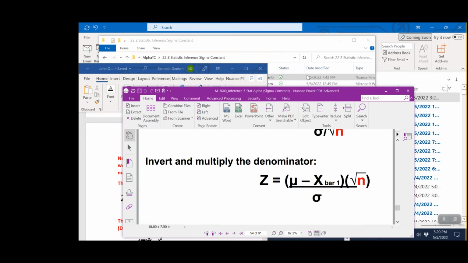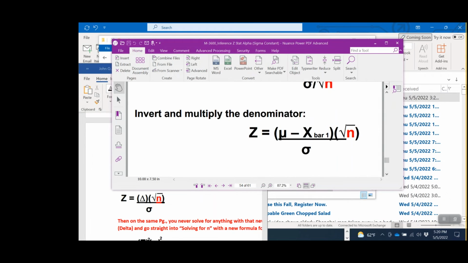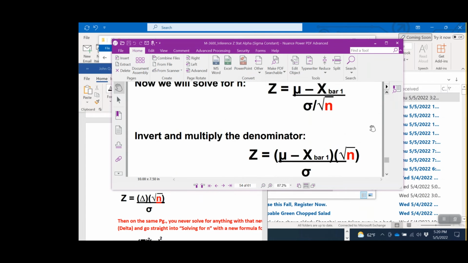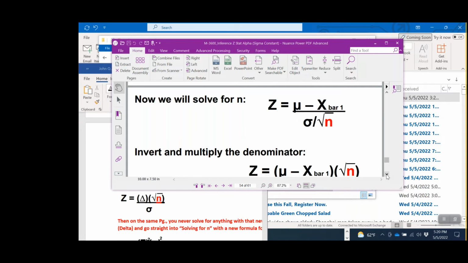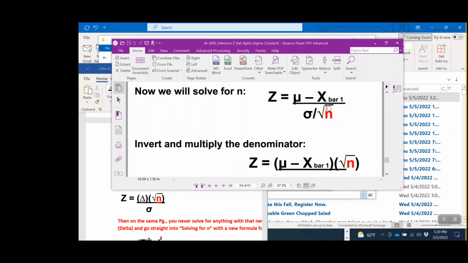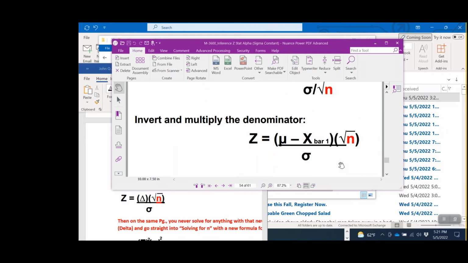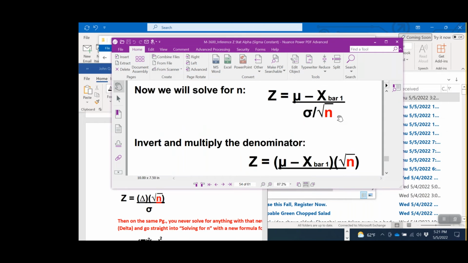Okay. Now on this one, if you'll remember, you originally showed us this version, but then you said we're going to switch it to this version. So I need to pretend I never even saw this one and just use this, right? Well, just remember when you're dividing by a fraction, see where the denominator is sigma over the square root of n? There's a rule that says you can invert and multiply.